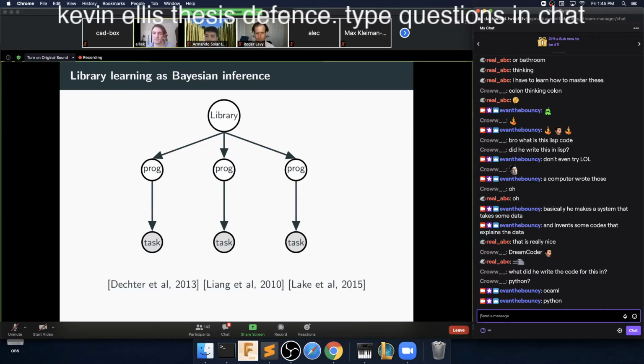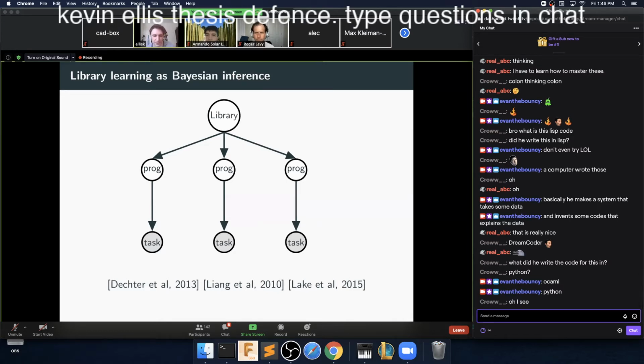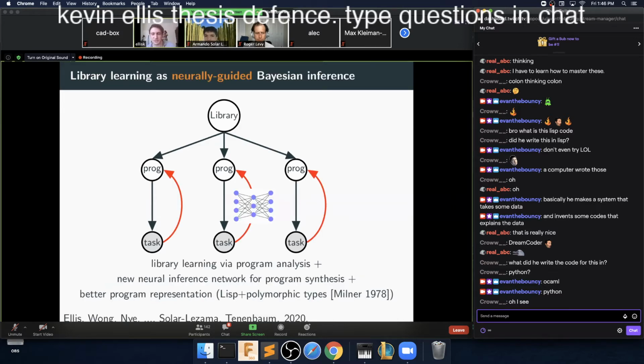So at a high level, from a Bayesian point of view, what you can think of this as being very similar to the universal grammar setup, where at the highest level, there's some principles that are universal across many different problems. Here, that's the library, and then that is used to write programs, which then solve some tasks or some problems. And you can see versions of this approach in prior work. So for example, this work by Dechter is, I think, one of the best examples of this idea.